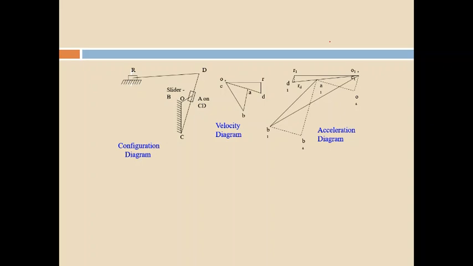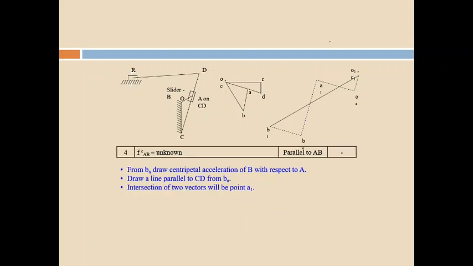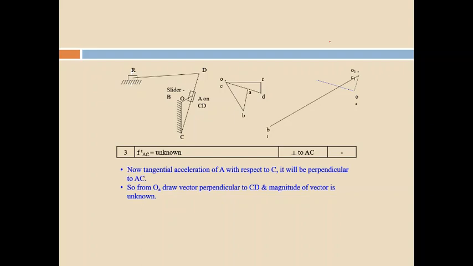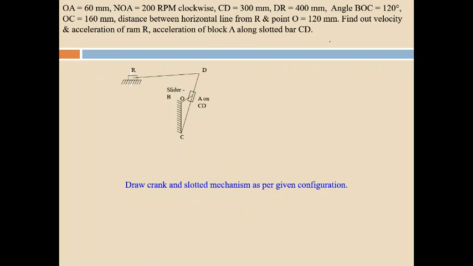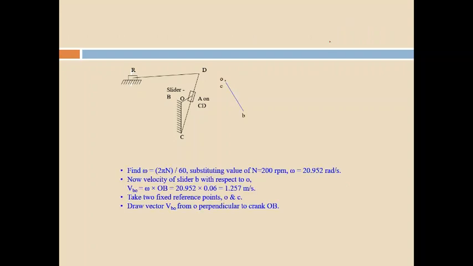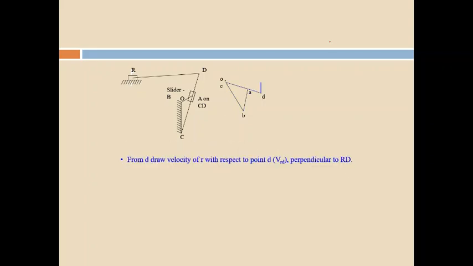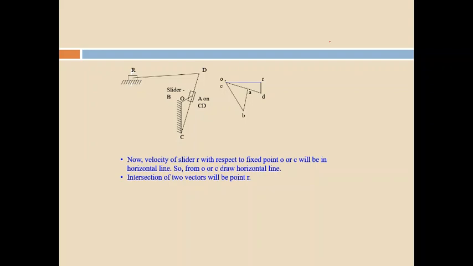Now go to the question and see what they have asked you to find, because we have both the acceleration diagram and the velocity diagram. In the question they have asked us to find the acceleration of the block A along the slotted bar CD, and then the velocity and acceleration of the ram R. They have asked us to find the velocity of OR.